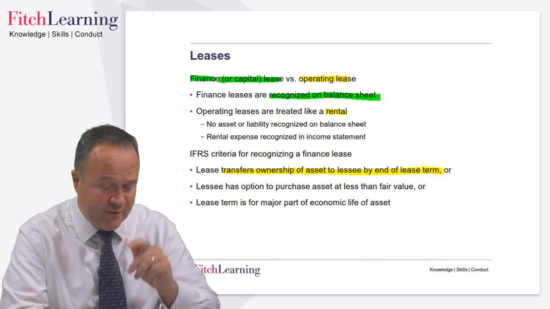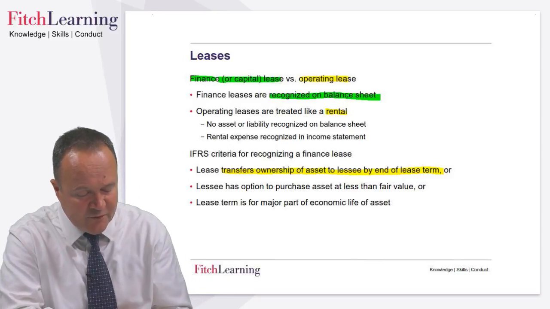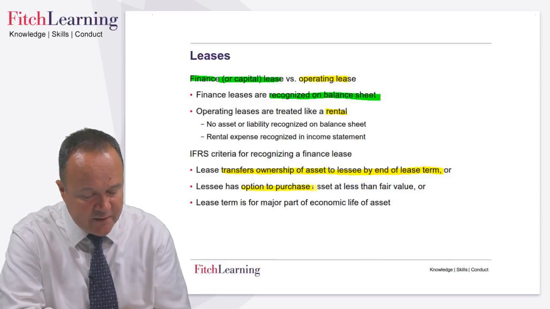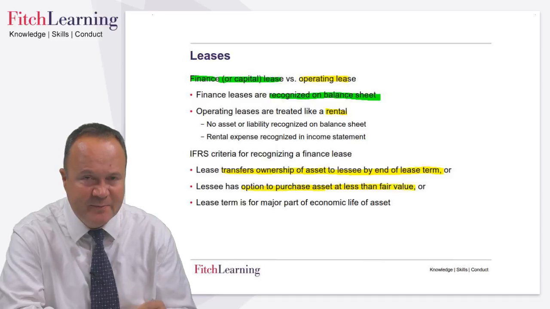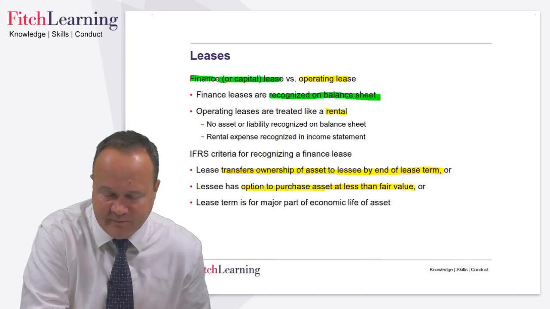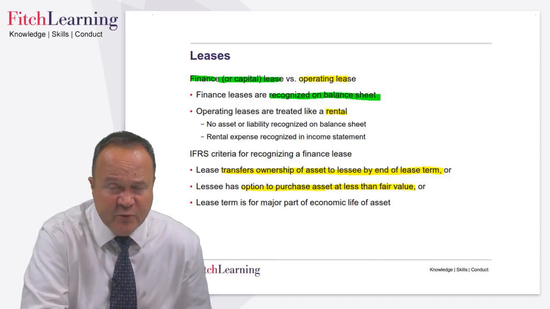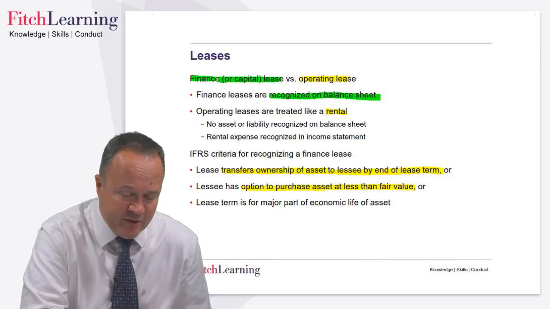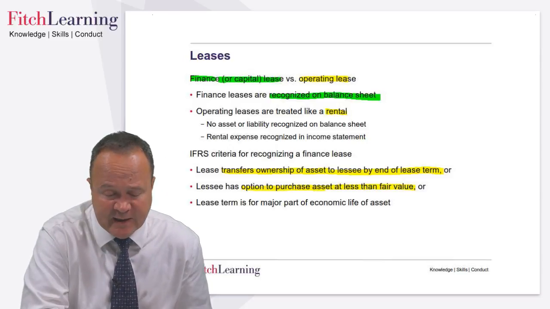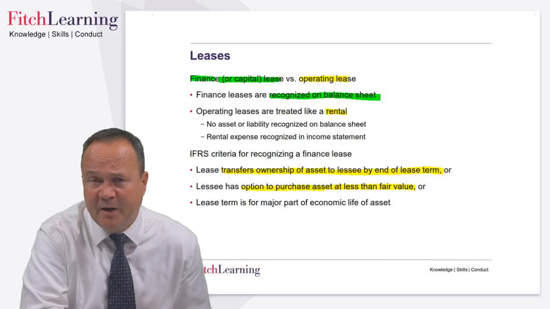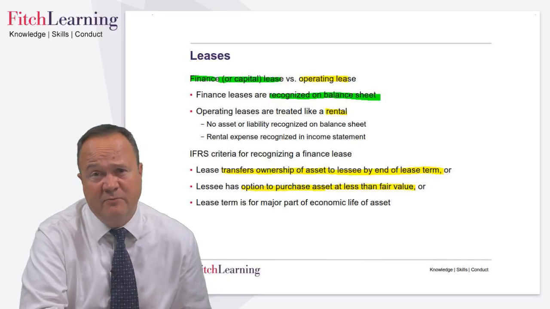So that's one criteria. Or you have an option to buy the asset, but crucially to buy it at below its expected fair value. So we often call it a bargain purchase. So it might be a case of you hire a car for 7 years. At the end of the 7 years, you can buy the car for $1.